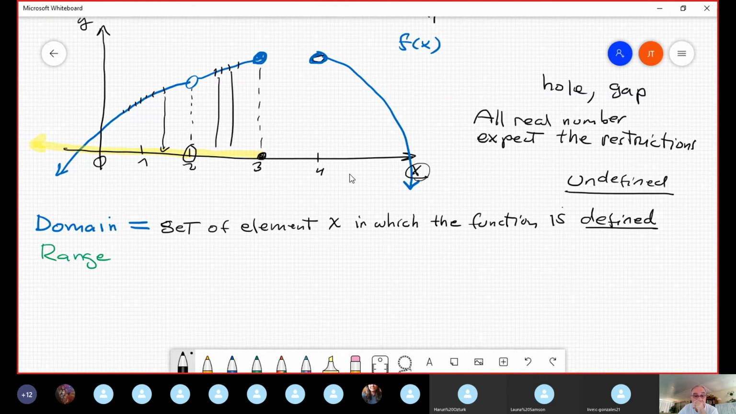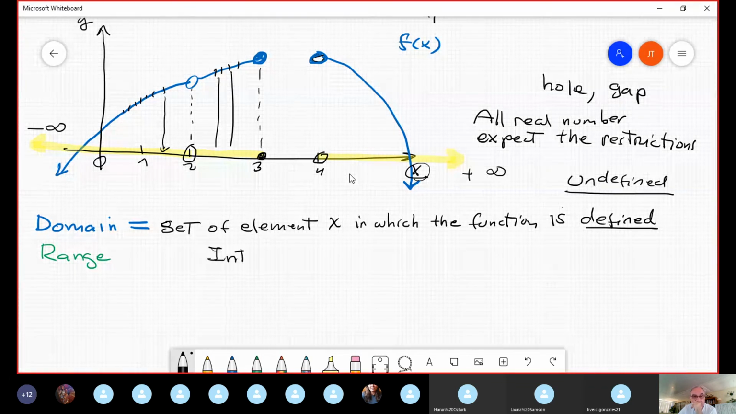And between 3 and 4, we have no function. It's totally undefined. No y value. Now in 4, continue forever to positive infinity. This is negative infinity. This is positive infinity. What about 4? 4, no, because we have a hole here. So when you write the domain, express it in interval notation.